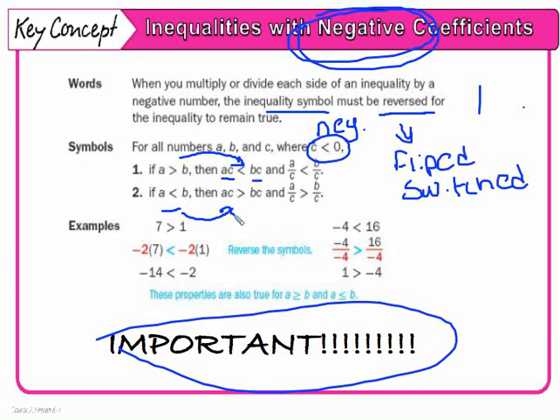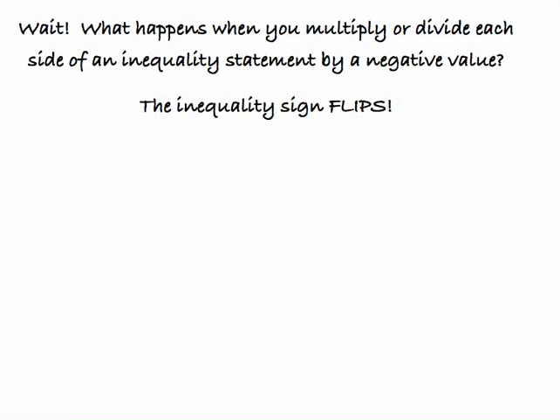In numbers, and we're going to focus on this a little more in the next slide, if 7 is greater than 1 and I multiply by negative 2 on each side, notice how the number on the left becomes less than the number on the right. I started with the number on the left being bigger, but then it became smaller. The same is true for division. Negative 4 is less than 16. If I divide by negative 4 on each side, whereas I started with a smaller number on the left side, it becomes bigger. Okay, so let's talk about this on the next slide a little bit more.